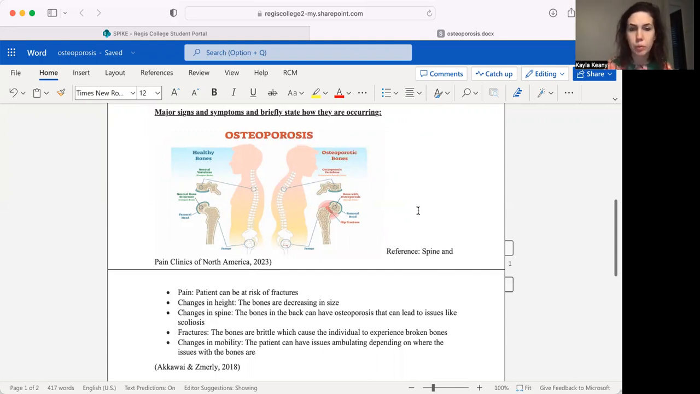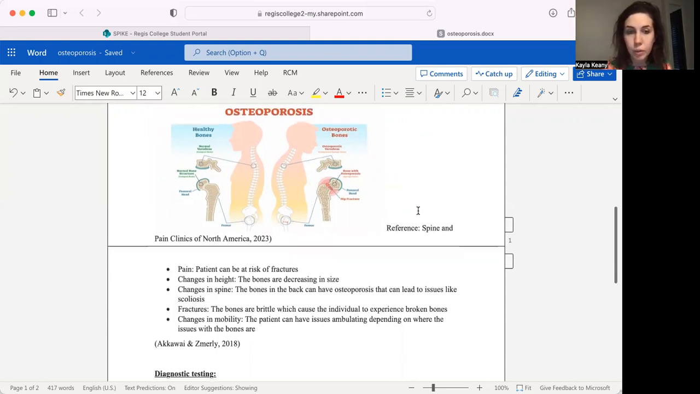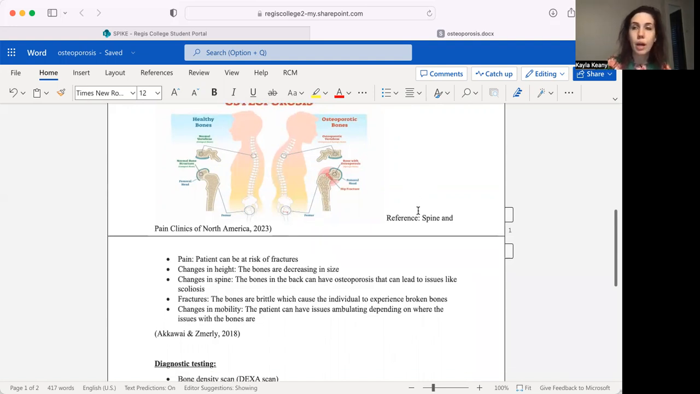Changes in the spine: the bones in the back can have osteoporosis. That can lead to issues like scoliosis, for example. Fractures: the bones are very brittle and can experience breaks. Changes in mobility: the patient can have issues depending on how bad the fractures are because of the osteoporosis. Somebody can be independent, have a fall, fracture their leg, and now has to use a walker the rest of their life.